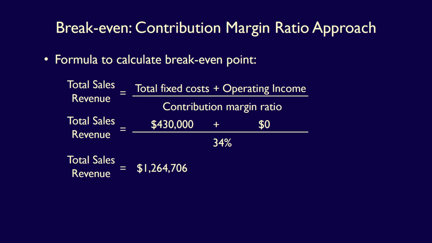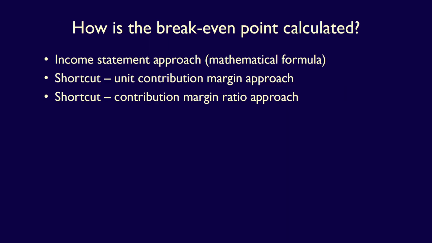Total sales revenue is equal to $1,264,706. This is the total sales revenue the company would have to earn in order to break even and have an operating income of 0. It is also the total amount of costs, variable plus fixed, because break even is when total revenue is equal to total costs. We have now calculated the break-even point using 3 different methods.